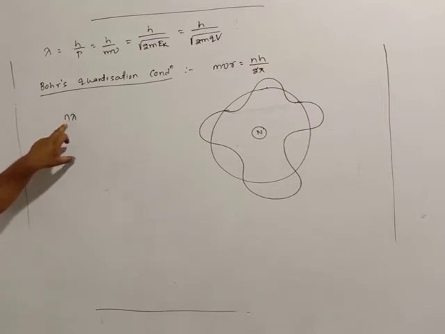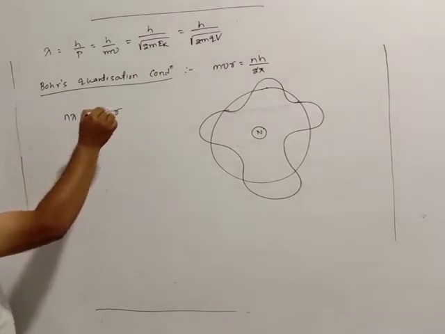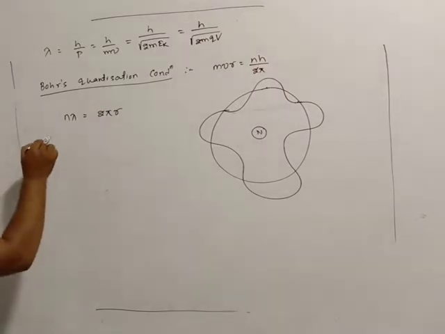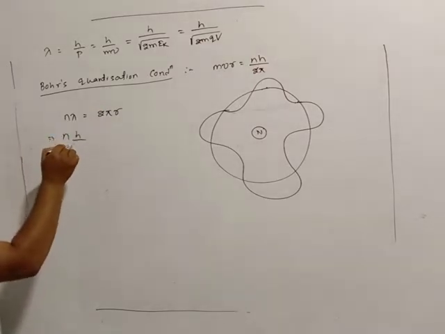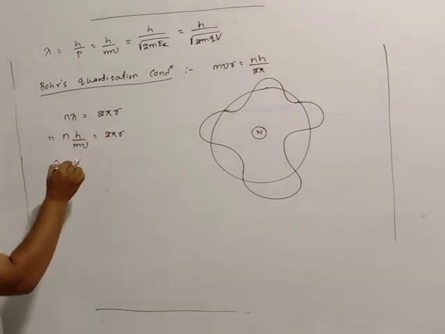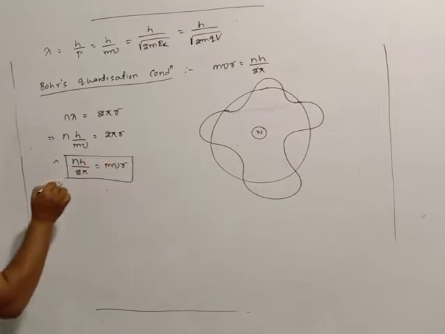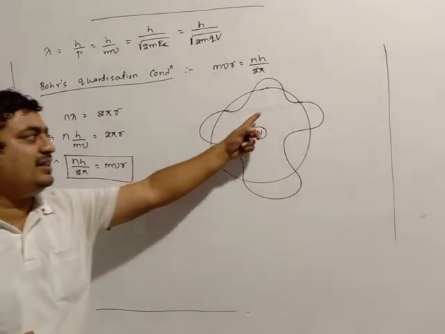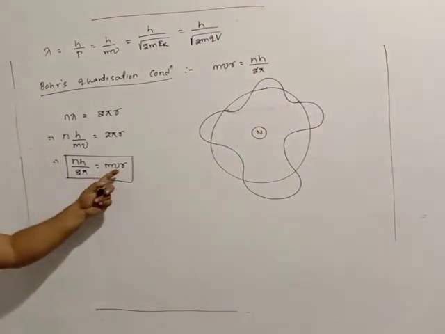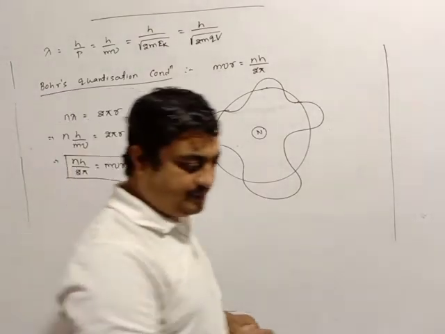So we can write n lambda. It is equal to circumference 2 pi r. But lambda equal to h by mv. So nh by mv equal to 2 pi r. So we can write nh by 2 pi equal to mvr. So when electron is revolving in nth orbit, its angular momentum mvr equal to nh by 2 pi.